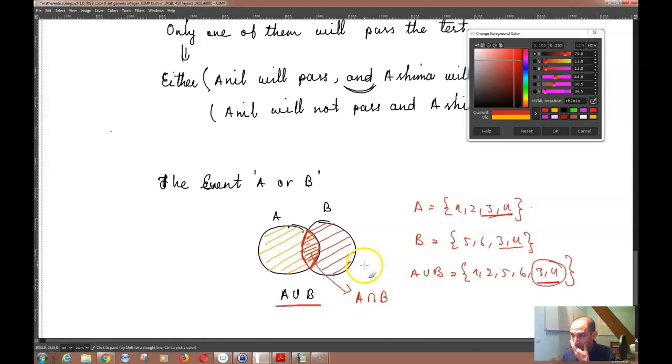So what that means is that when the sets A and B are two events associated with a sample space, then A union B is the event either A or B or both.